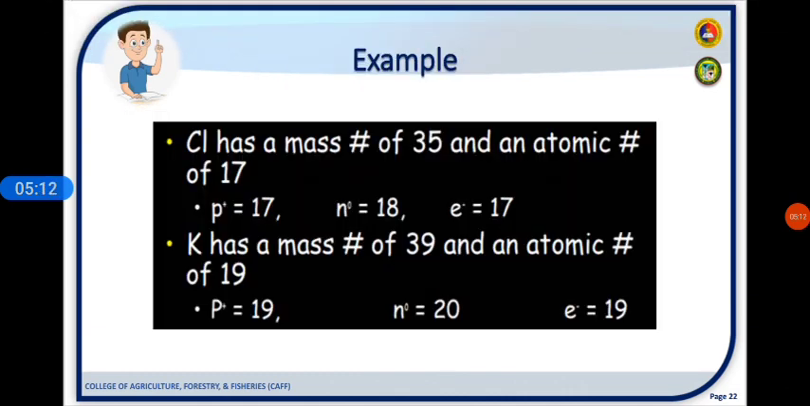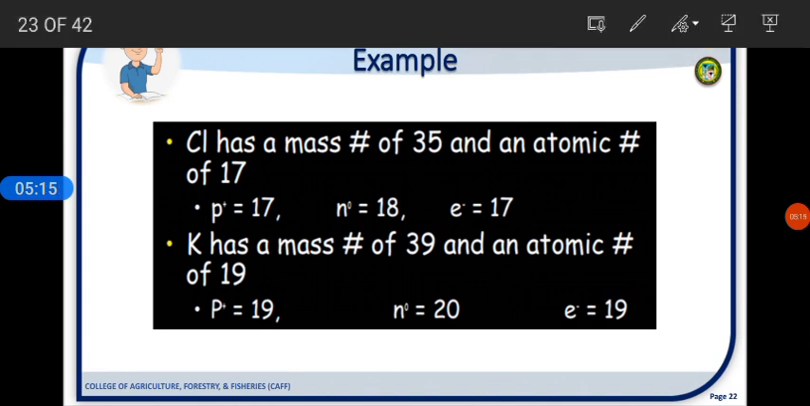Now, let's proceed to chlorine. Chlorine has a mass number of 35. How are you going to get the mass number? You just need to refer to your periodic table. So you must have your own periodic table handy with you. And then, the atomic number of chlorine is 17. Okay? So, therefore, there are 17 protons and 17 electrons, since electrons are equal to the number of protons. Now, how are you going to compute the number of neutrons? So mass number minus atomic number. So 35 minus 17 is equal to 18.